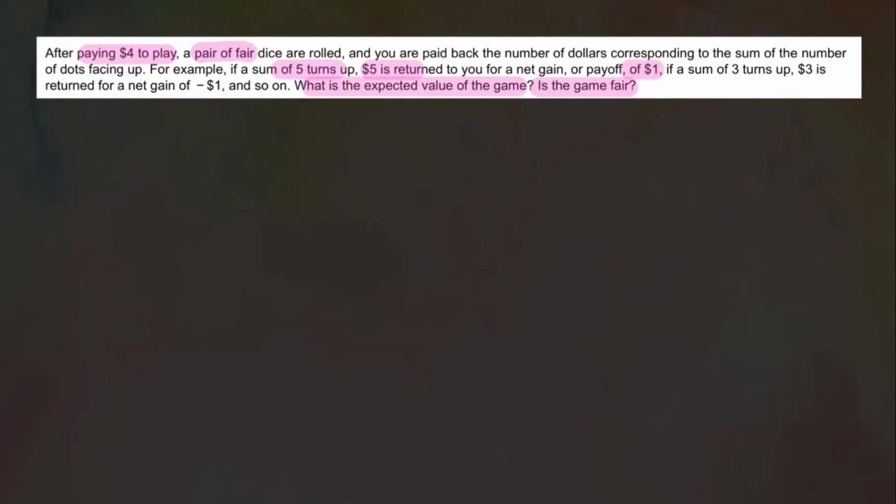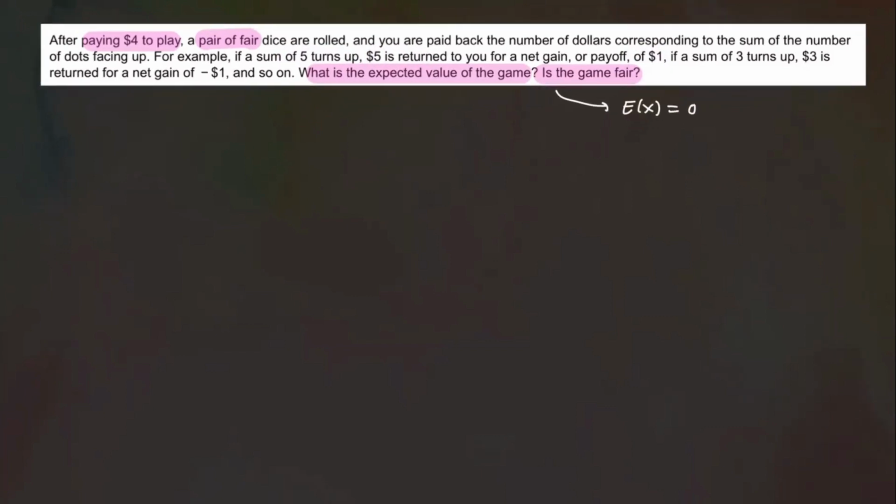We want to know what is the expected value of this game. Also keep in mind that for a game to be fair, we're going to assume that the expected value of this random variable x must be 0. So let's go ahead and see what's going to be our probability distribution for this example.